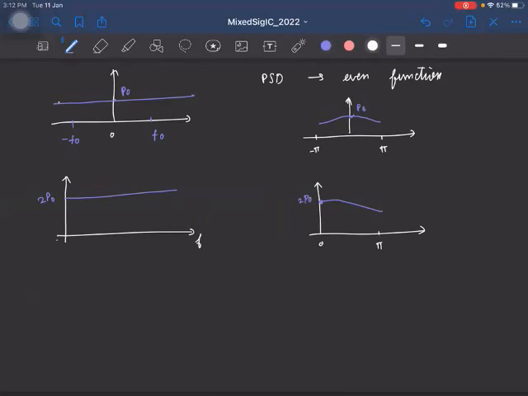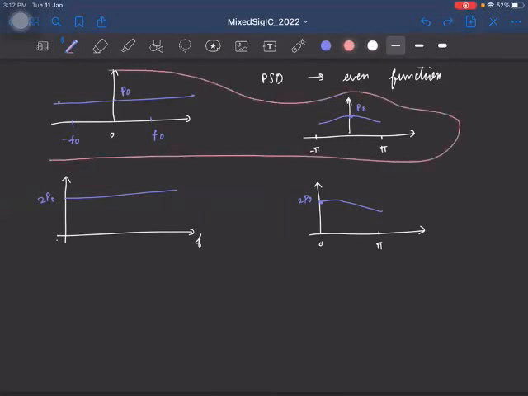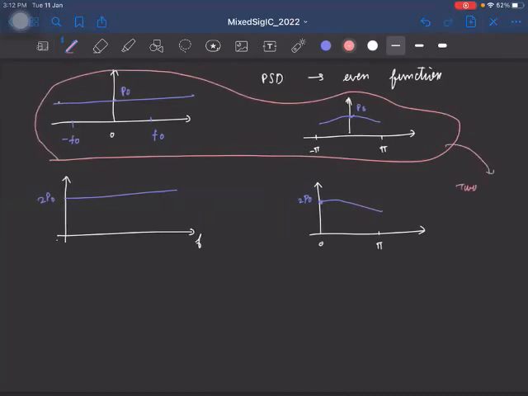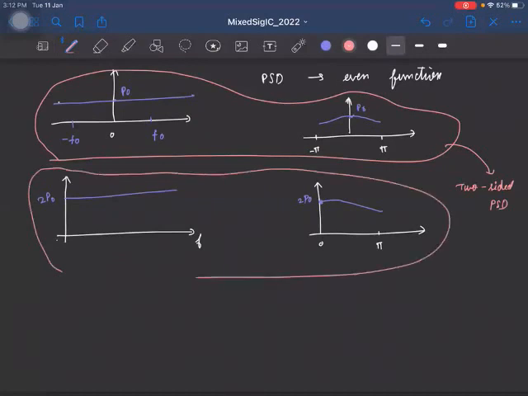So this kind of PSD representation, where we show both the positive and the negative frequency axis, is called a two-sided PSD. Whereas the one where we show only the positive frequency axis is called a one-sided PSD.